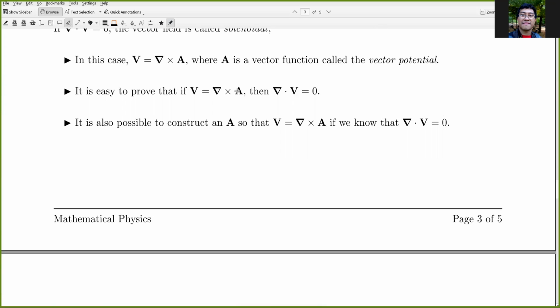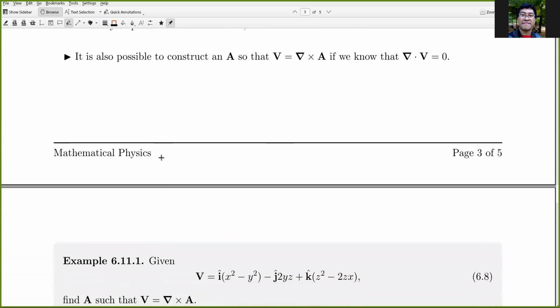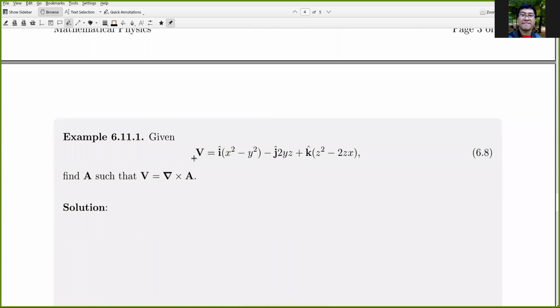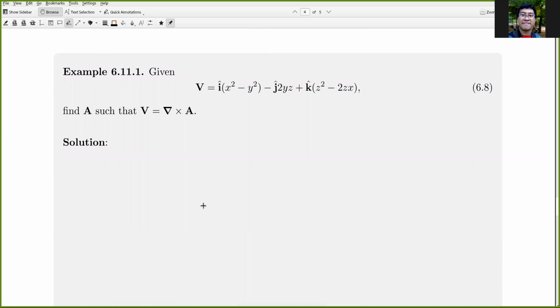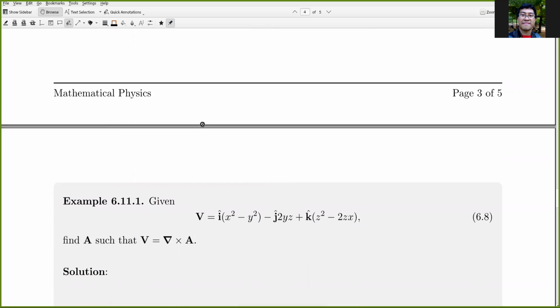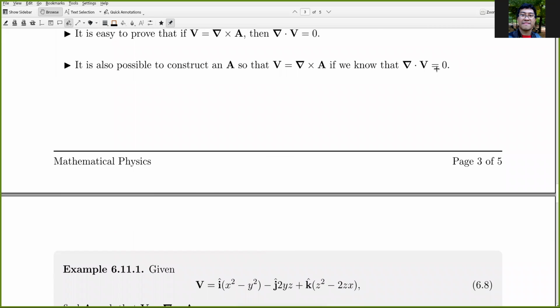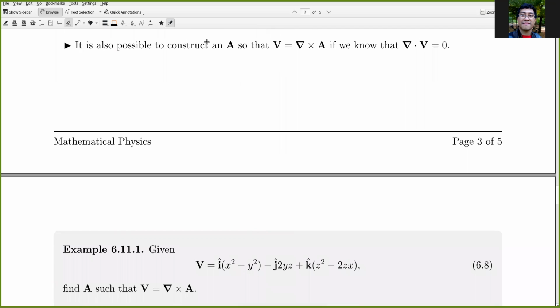Here, we have an A that gives us, we take del cross V, then del dot V equals 0. So for example, suppose you have a V. We want to find A such that V equals del cross A. First step, we want to know if we can really find an A such that V is del cross A. That would happen if del dot V equals 0. So it is possible to construct an A so that this expression is followed if del dot V equals 0.